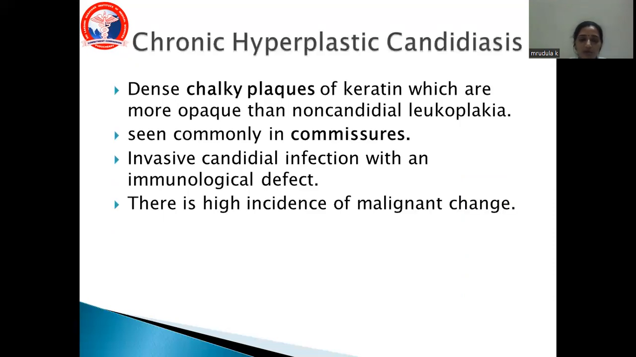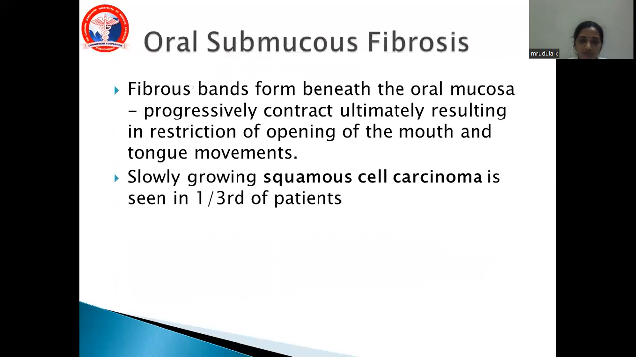It is also a pre-malignant condition. There are dense chalky plaques of keratin deposits, which are more opaque than non-candidal leukoplakia. These are mostly seen in the commissures of the oral cavity, and there is a candidal infection with an immunological defect, and there is a high incidence of malignant change.